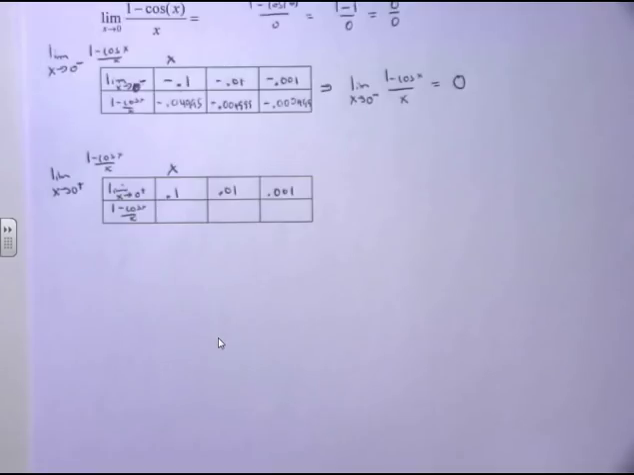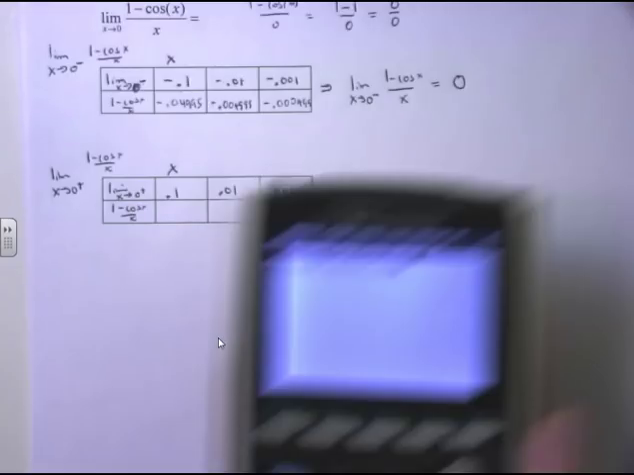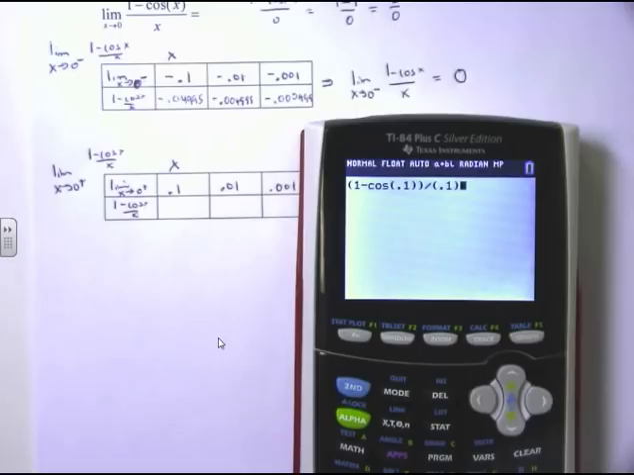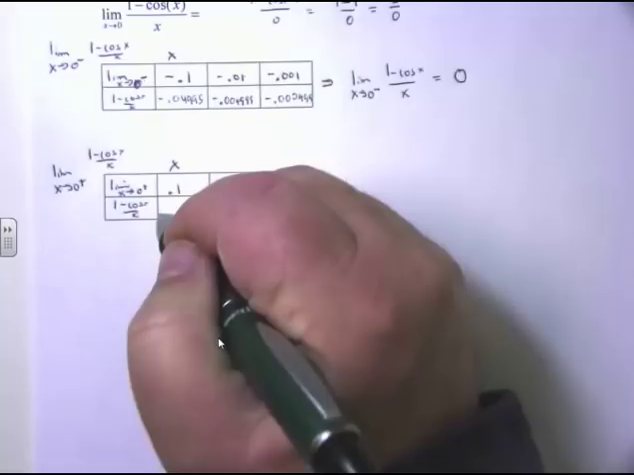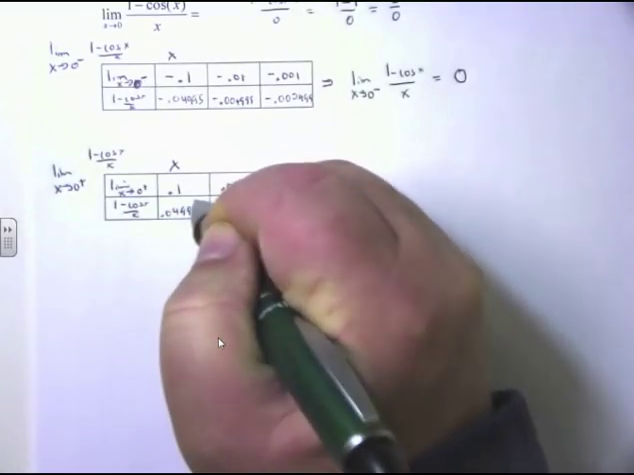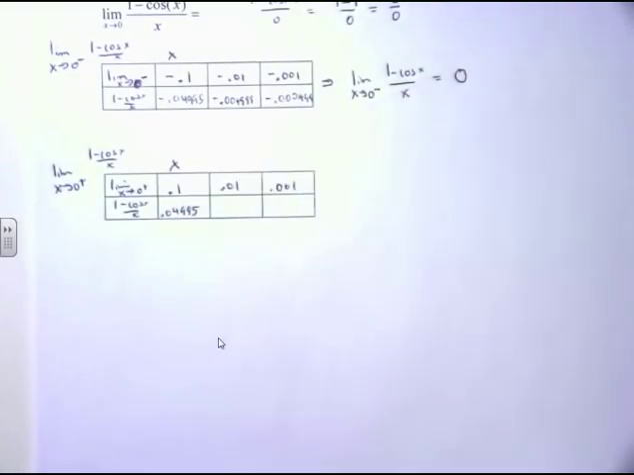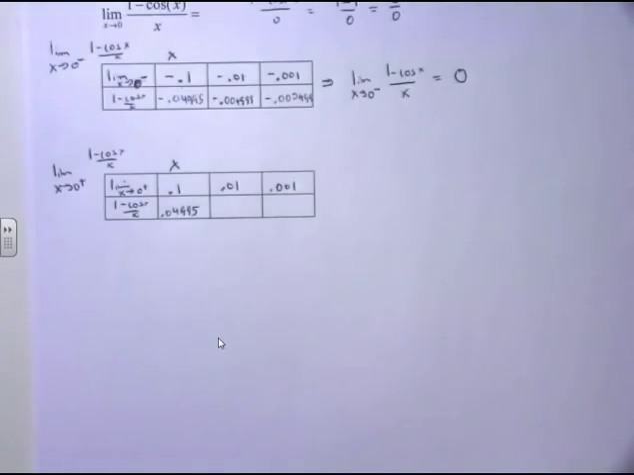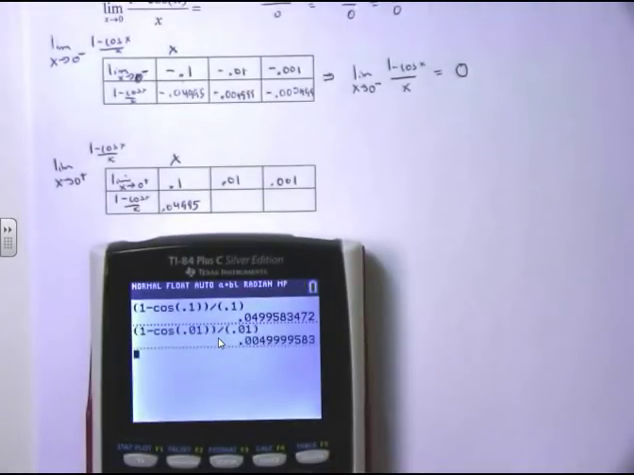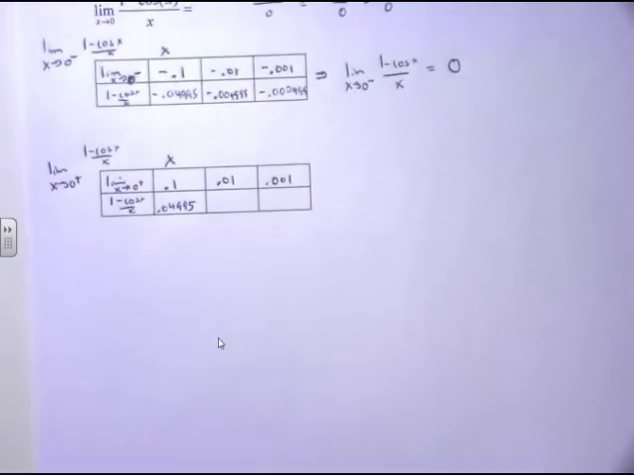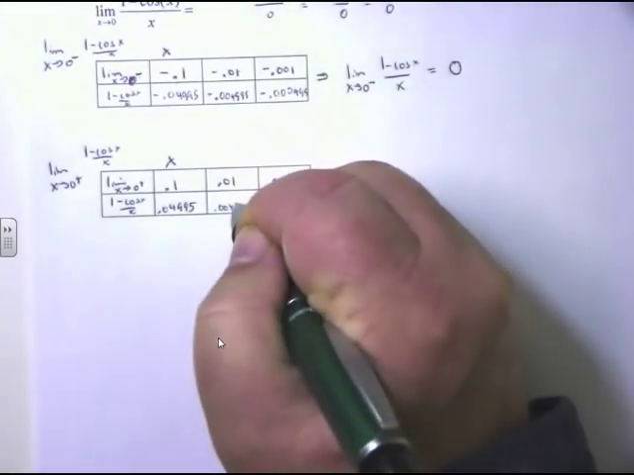So plugging in positive 0.1, and I go off screen so you guys can see this to save some time here. Plugging in 0.1 for x, I end up getting positive 0.04995. Now I'm going to get a little bit closer to 0 from the positive side. So now I'm going to plug in 0.01 for x. And I get positive 0.004999.